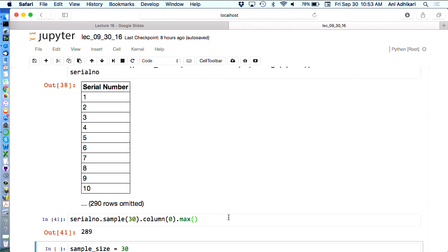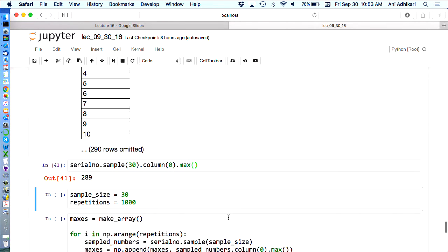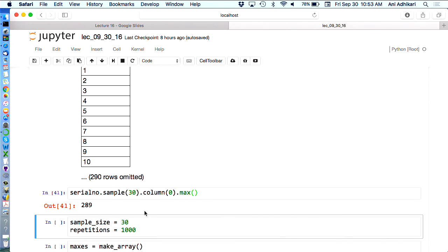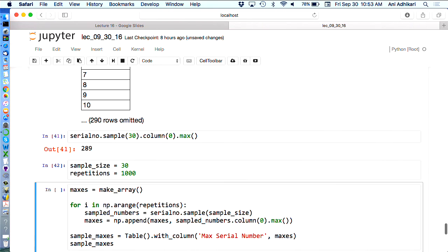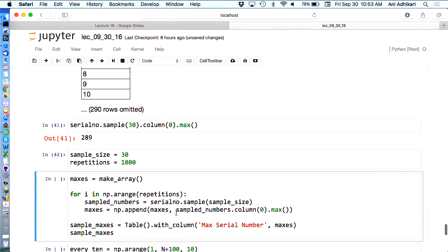I can draw a histogram. I'll simulate the thing and draw a histogram. We now know how to simulate this thing. So I will set these two constants of the simulation here. You are welcome to set them in any other way. You can also set the total number of planes differently. So I am setting sample size 30, repetitions 1,000.